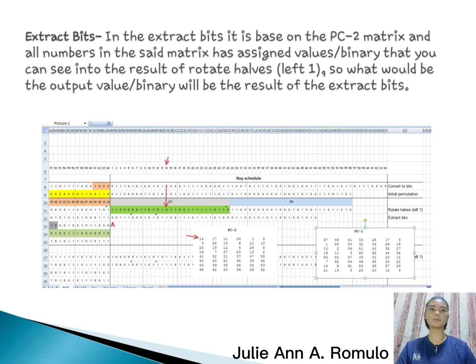In the extract bits, it is based on the PC2 matrix, and all numbers in the said matrix have assigned values or binary that you can see in the result of rotate halves left 1. So what would be the output value or binary? It will be the result of the extract bits.